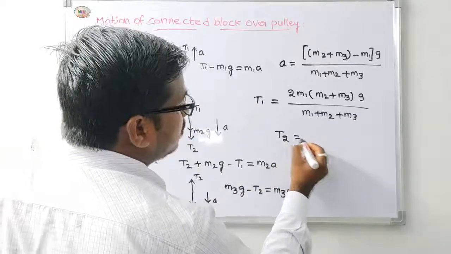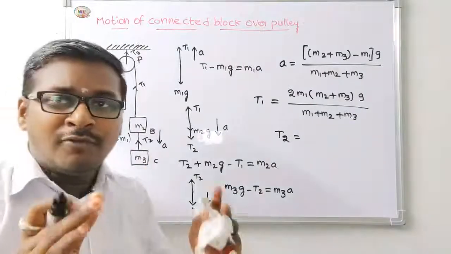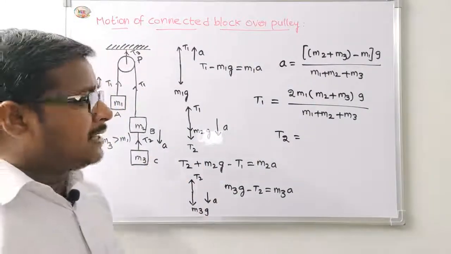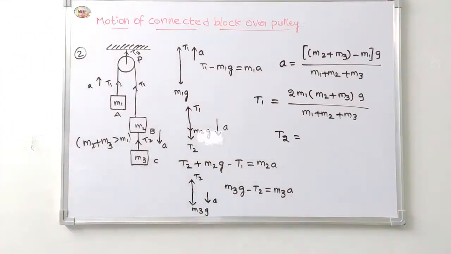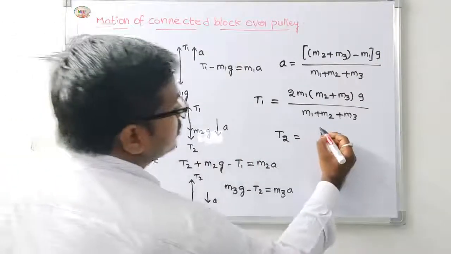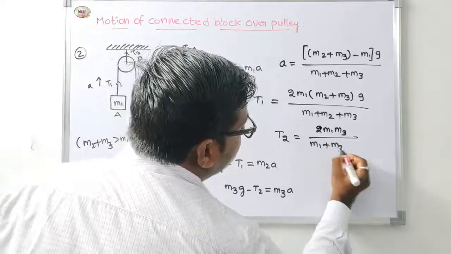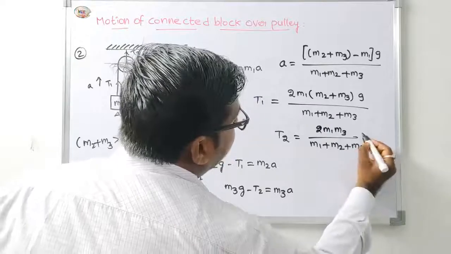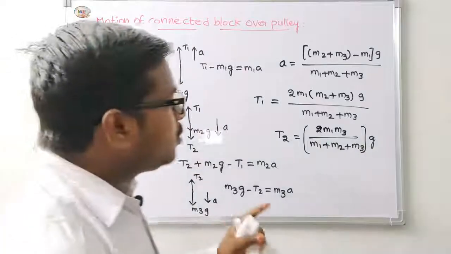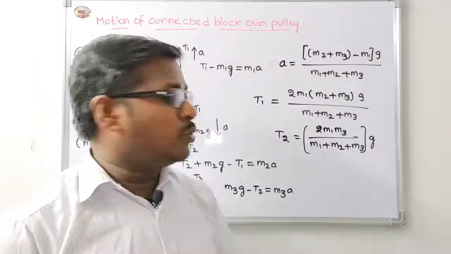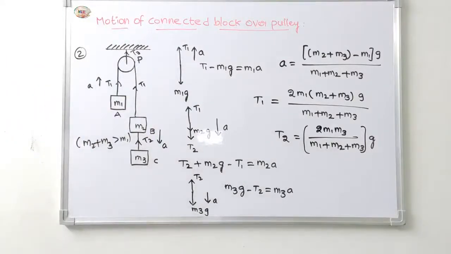The next is T2, the second tensile force. In the previous condition, T2 is equal to 4 m1 m2 by m1 plus m2 into g. In this condition, T2 is equal to 2 m1 m3 by m1 plus m2 plus m3 into g. This is the tensile force T2.